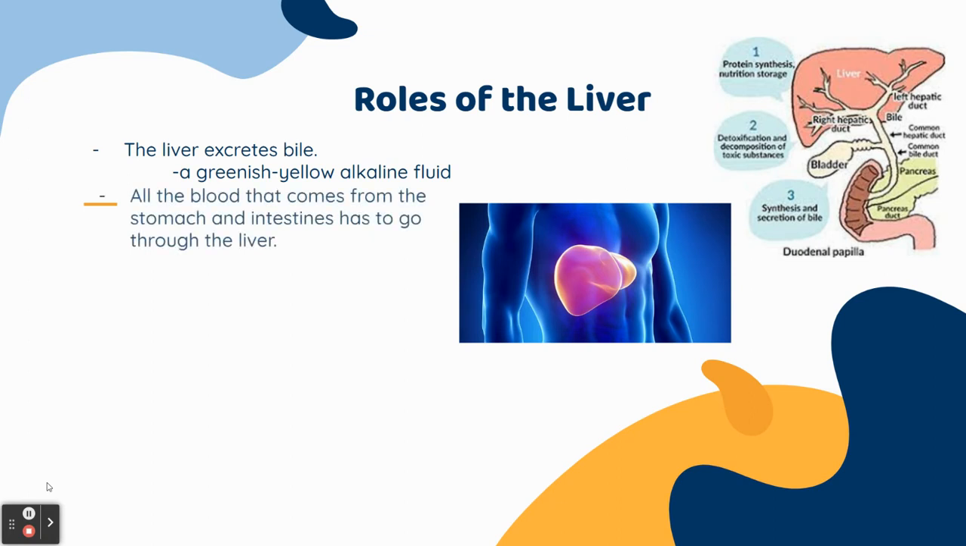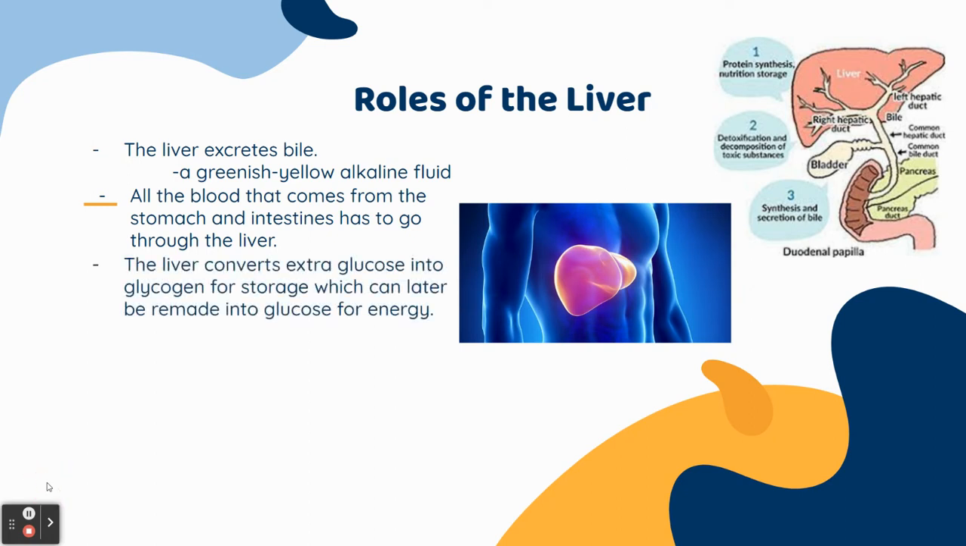All the blood that comes from the stomach and the intestines has to always go to the liver. This makes sure that the liver is able to filter the blood and remove toxins, byproducts, and other harmful substances in the body. Another important role the liver has is converting glucose into glycogen for storage. This can later be remade into glucose for energy for the body. So basically, it's energy that is in storage until needed.